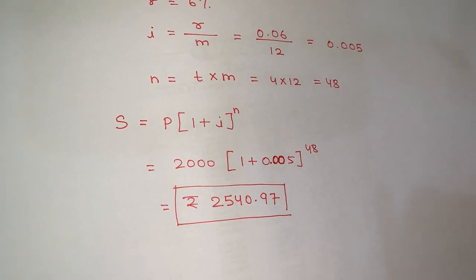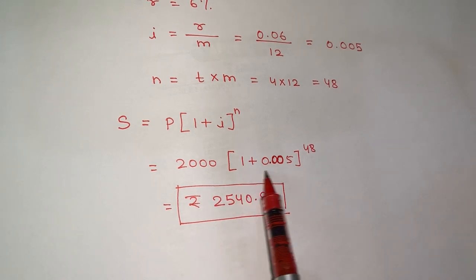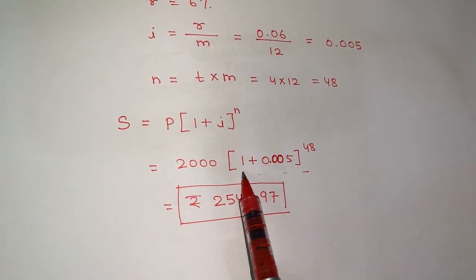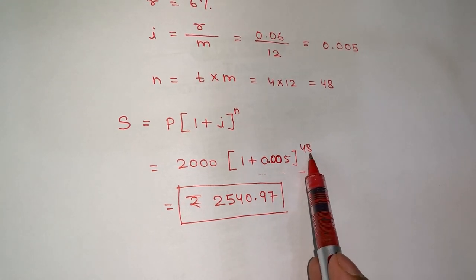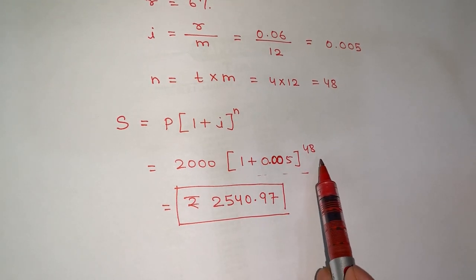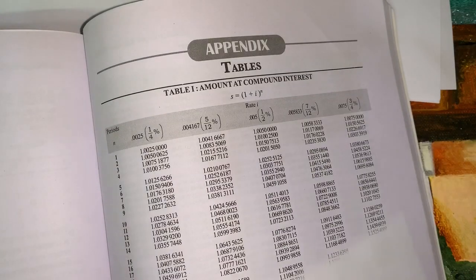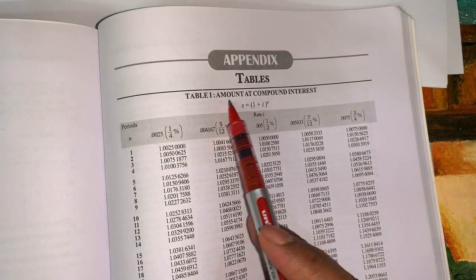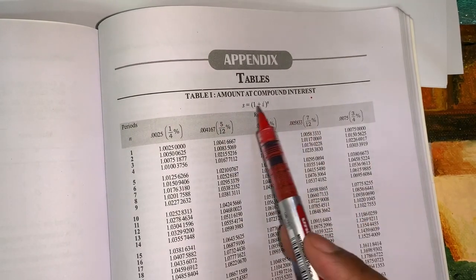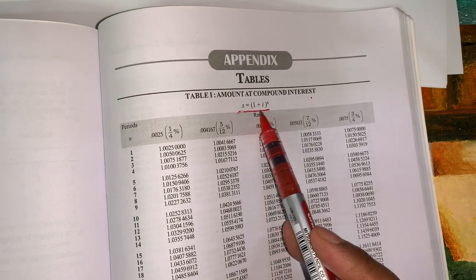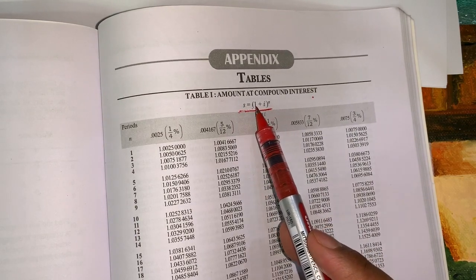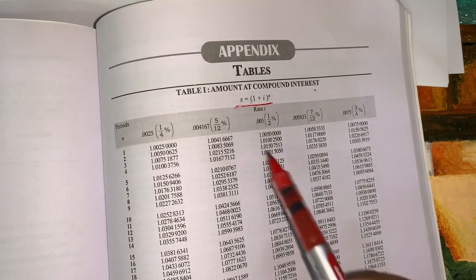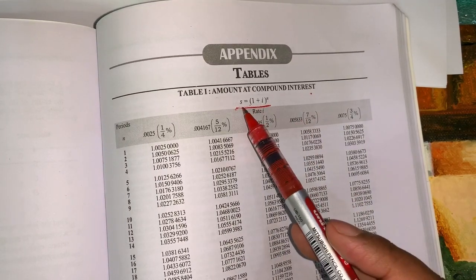Now the question that arises here is how to calculate this value. 1.005 to the power 48 you can calculate by a simple calculator, but it will take a lot of time. So rather than using a calculator, we will be using tables. What tables? Now let's move towards the back side of the book. Here you will find some tables, which give the amount at compound interest. You can find the formula here. The only missing part in the formula is P, which means that the value that you get here would be multiplied with P to get the desired amount.